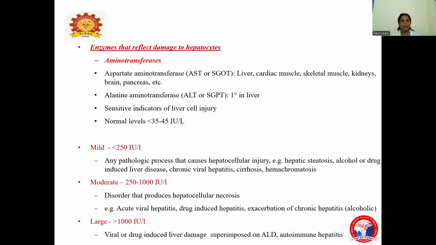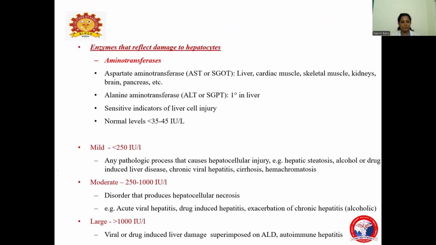They are graded into mild, moderate, and large. Mild elevation, less than 250, can occur in any pathological process that causes hepatocellular injury. Examples: hepatic steatosis, alcohol or drug-induced liver disease, chronic viral hepatitis, cirrhosis, hemochromatosis.